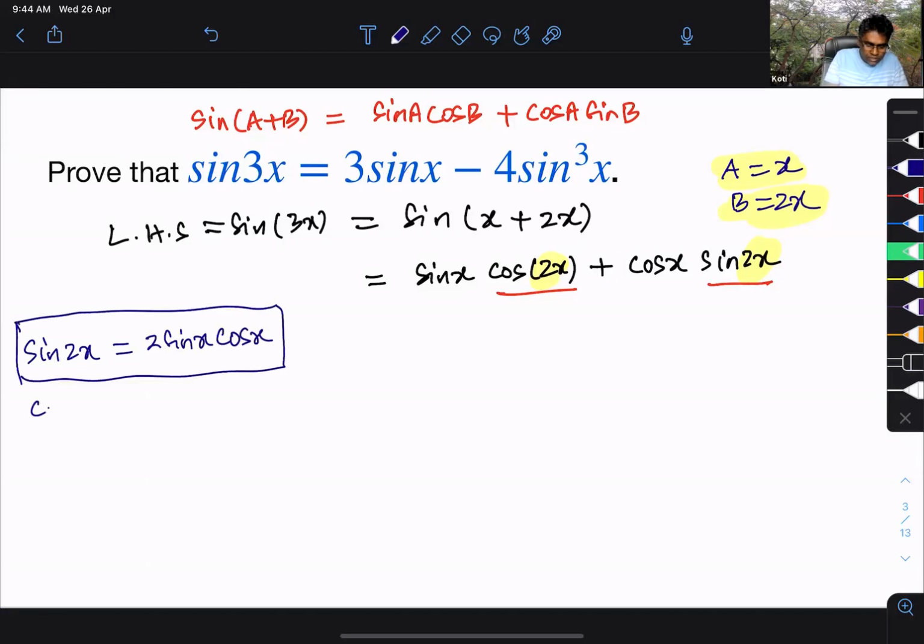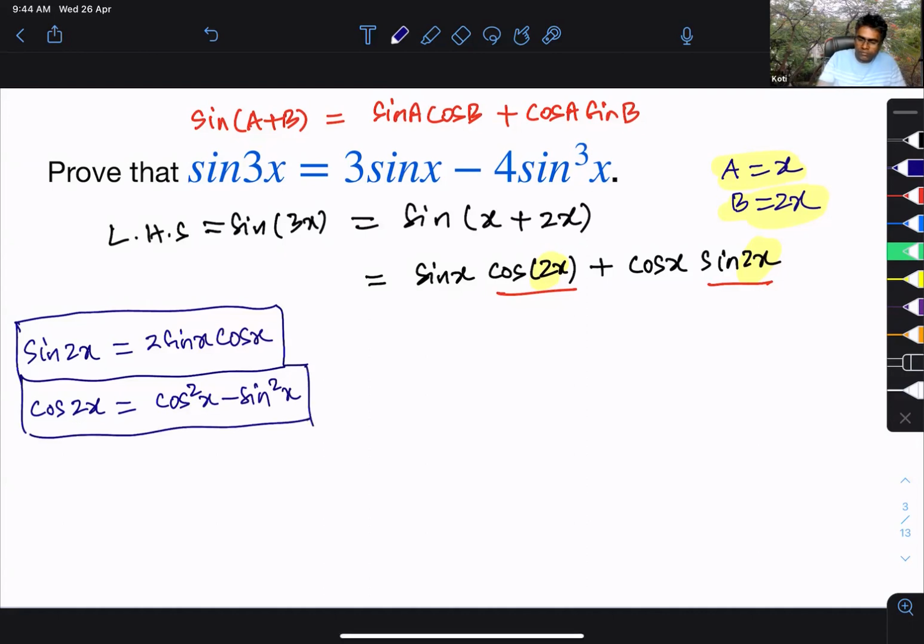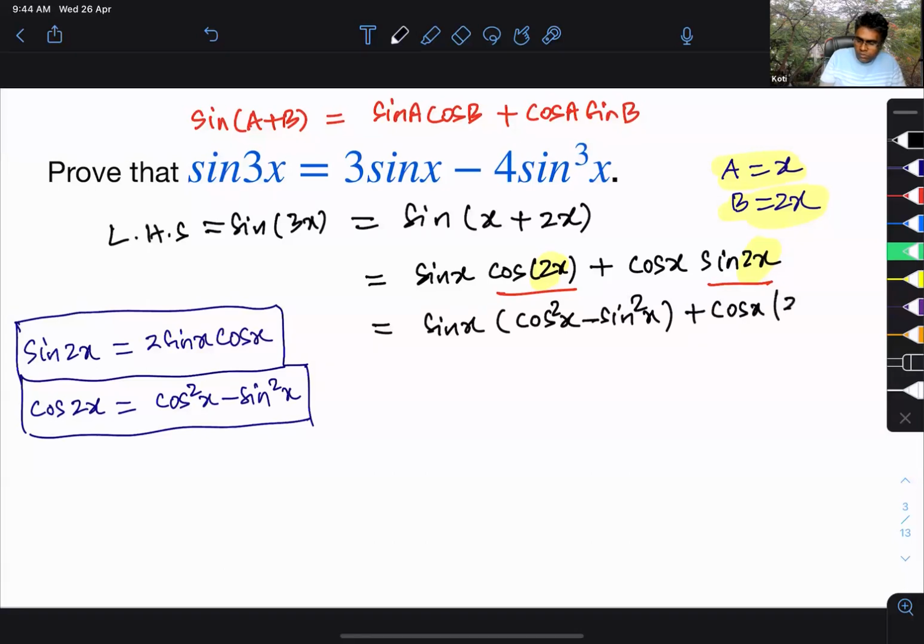And cos of 2x is cos square x minus sine square x. These are the identities that we already saw. So we're going to substitute these two here. If I substitute them here, cos of 2x is cos square x minus sine square x, plus cos x, and then sine 2x is 2 times sine x into cos x.